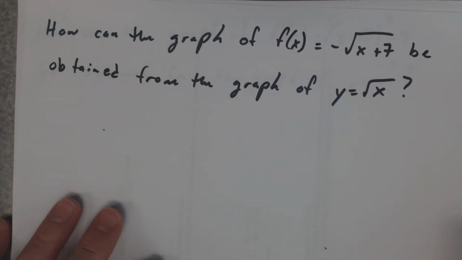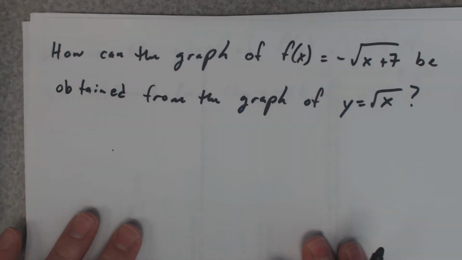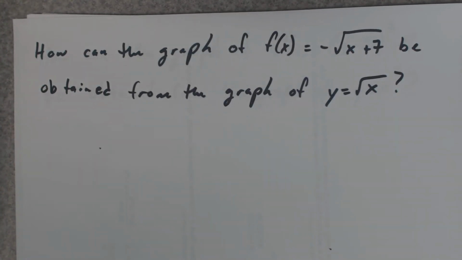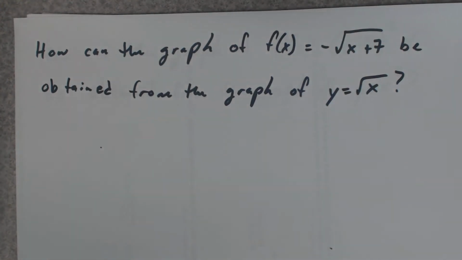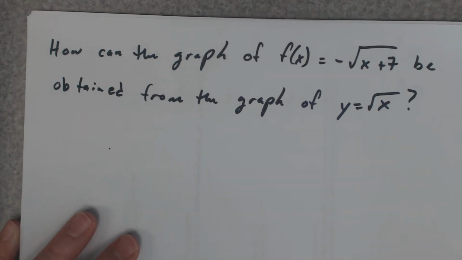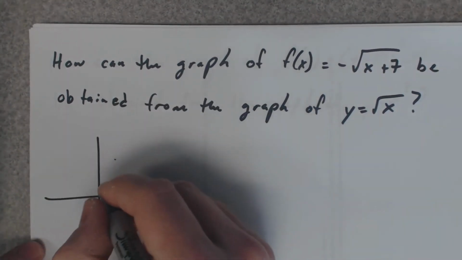So here we're going to talk about transformations. How can the graph of f of x equals negative square root of x plus 7, notice that it's all under the radical, be obtained from the graph of y equals square root of x? So the y equals the square root of x looks like this.